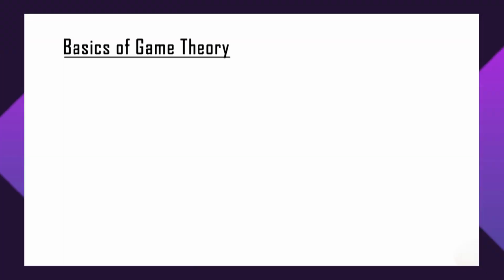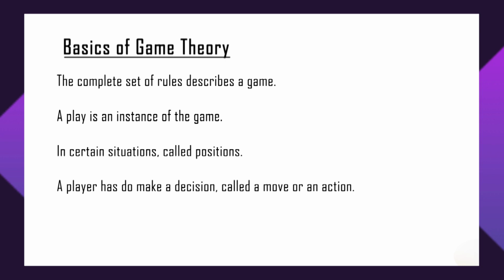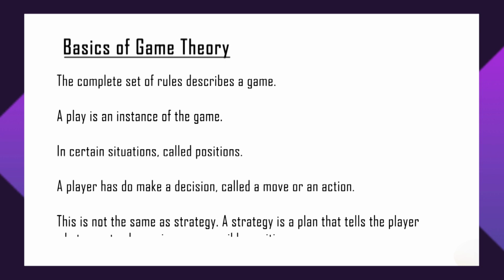Now, we have seen the basic components of games, but game theory is not decided only with these components; there are various other facts. What are the keywords? What are the various vertices of a game? We can see here the game, the play, the situations and positions, the players' moves and their actions, and the possible positions.